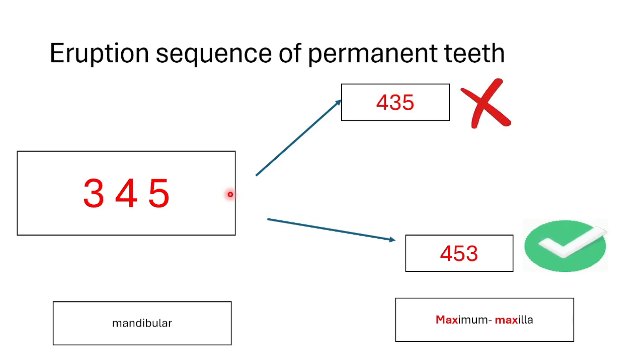I'm telling this because the eruption sequence of permanent teeth is quite similar in both mandibular and maxillary arches, except that in between, 3, 4, 5 is jumbled. In mandible we just write 3, 4, 5, but in maxilla it has to be a number greater but beginning with the number 4. So it cannot be 543, it has to begin with 4. So it's either 435 or 453, but since maximum equals maxilla, the number is 453. So let's summarize this. For mandibular teeth it's 6, 1, 2, 3, 4, 5, 7, 8.